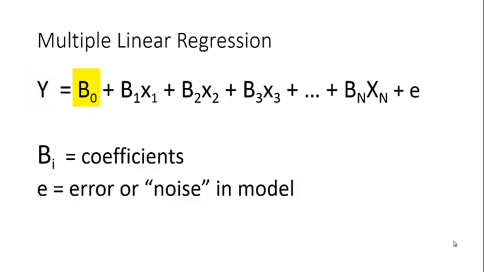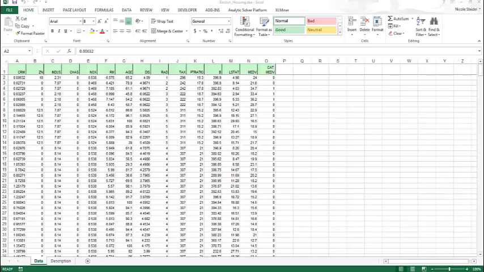Y equals b0 plus b1 x1 plus b2 x2 plus b3 x3 all the way to bn xn plus e, where the b's are the coefficients and the e is the noise or error in the model. The data is used to estimate the coefficient values and the variability of the error.